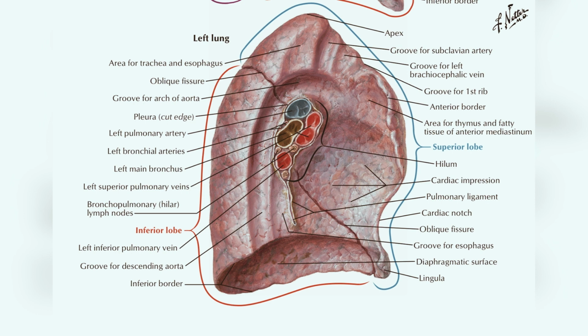The main grooves which we can appreciate are the groove for the aortic arch and the left subclavian artery, and the groove for the descending aorta, the groove for the first rib, groove for the esophagus, and there's a site for cardiac impression. Keep in mind that sometimes all these grooves may not be evident in the cadaveric specimen.